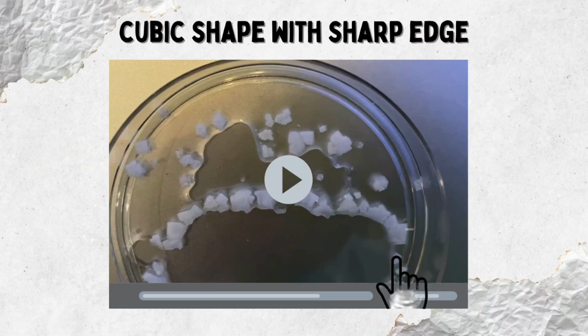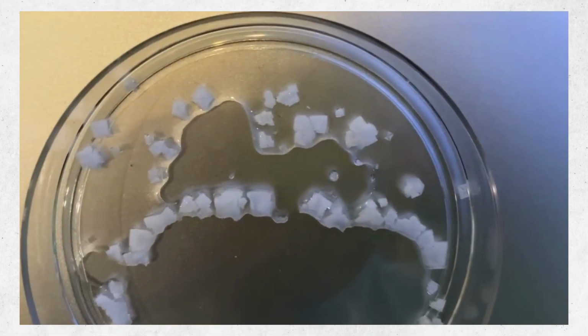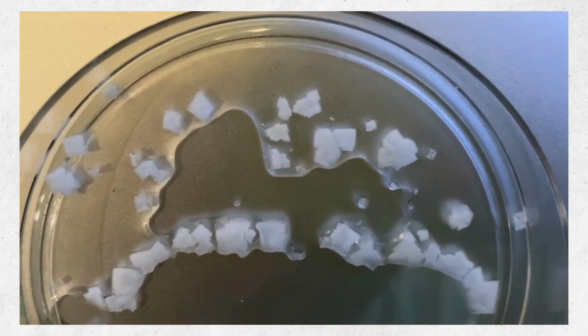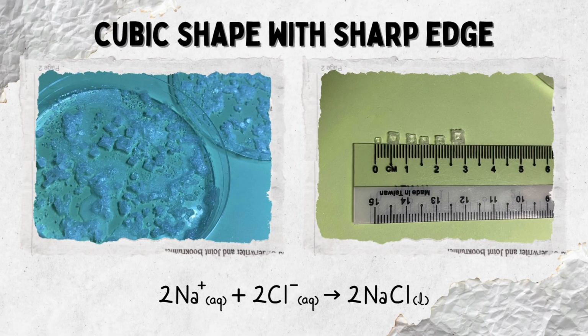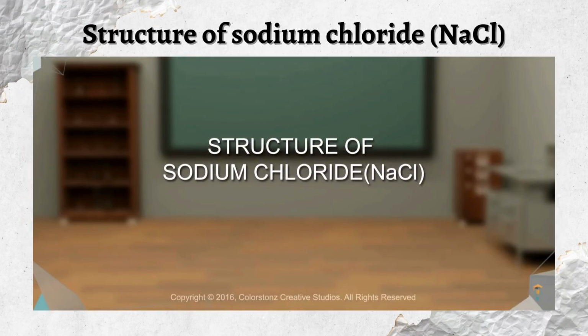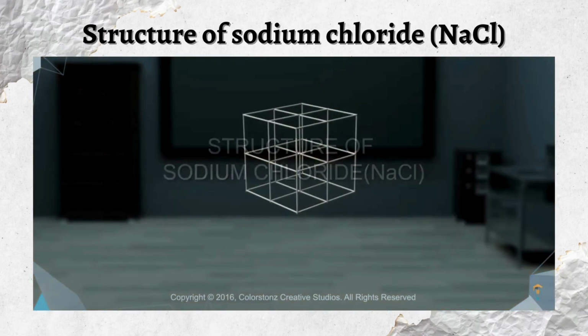Check the petri dish daily and observe the growth of the crystals. You will notice cubic shapes starting to appear. These are the characteristic structures of sodium chloride. Here is a short physics fundamental explanation of solid state theory. The structure of sodium chloride.